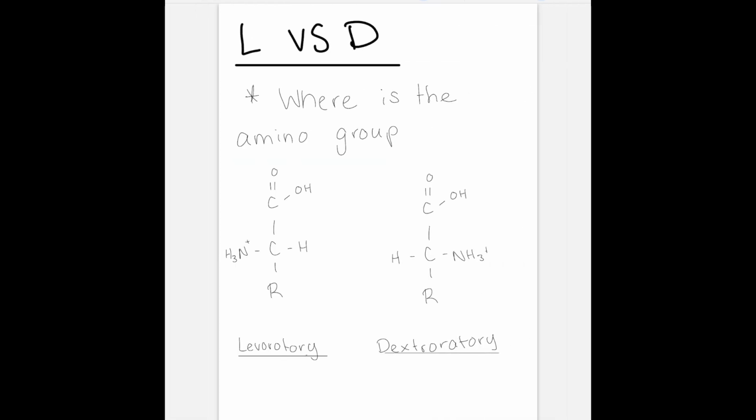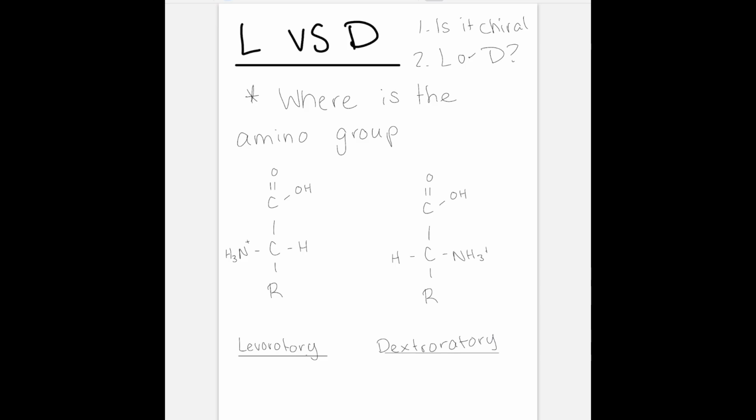All right, moving on to L versus D. This is where chirality comes into play, so go back and review chirality if you need to, but it's actually pretty simple with our amino acids. The only things we need to identify when it comes to chirality in amino acids are, one, is it chiral? And two, is it L or D? That's the big question.